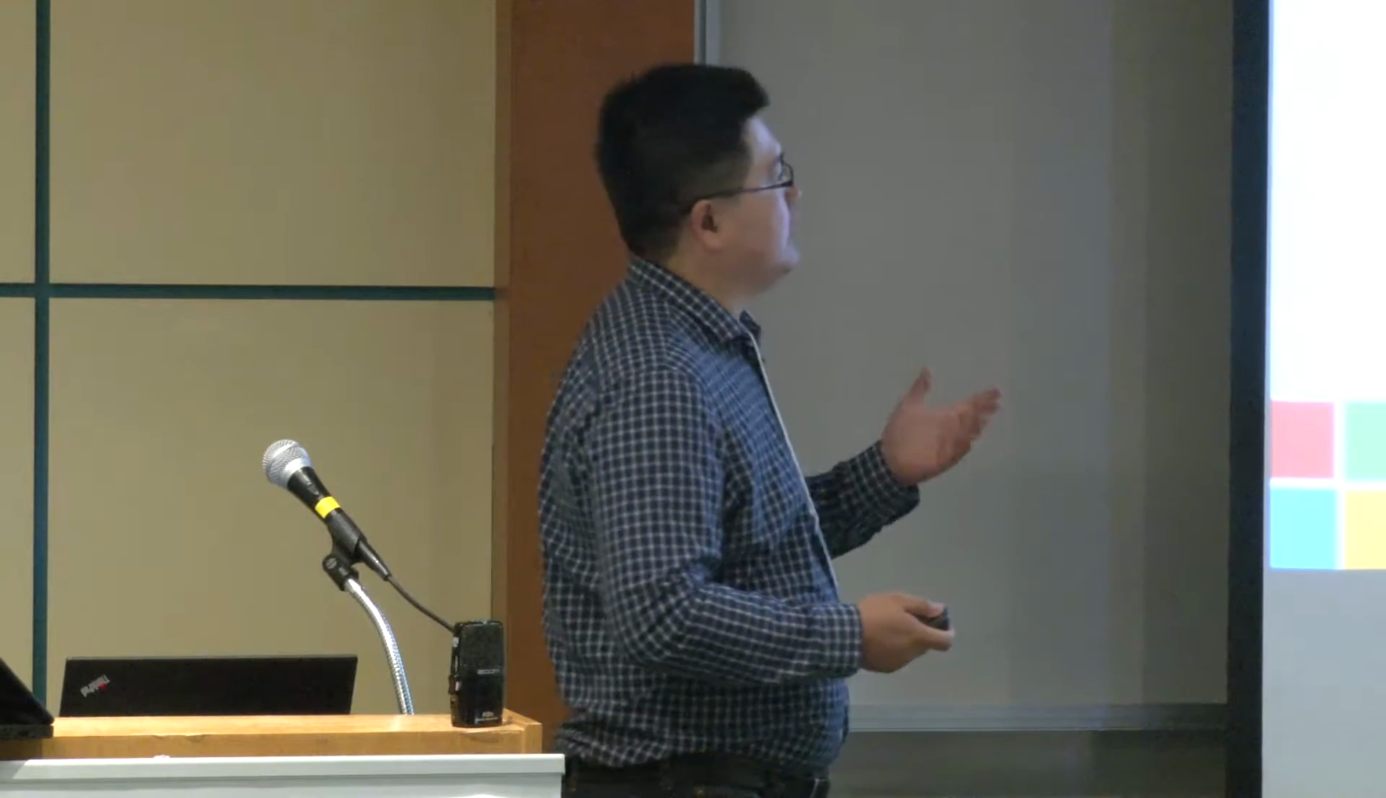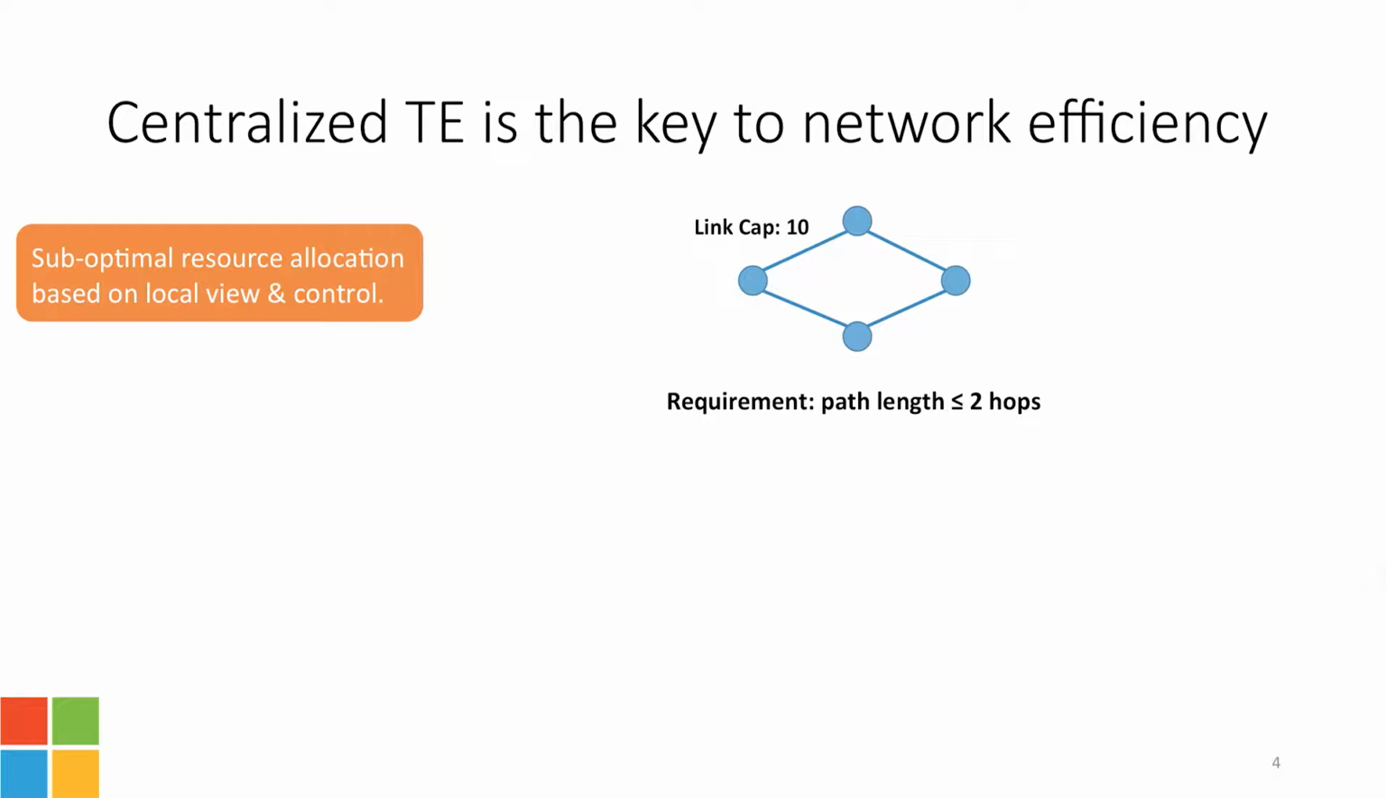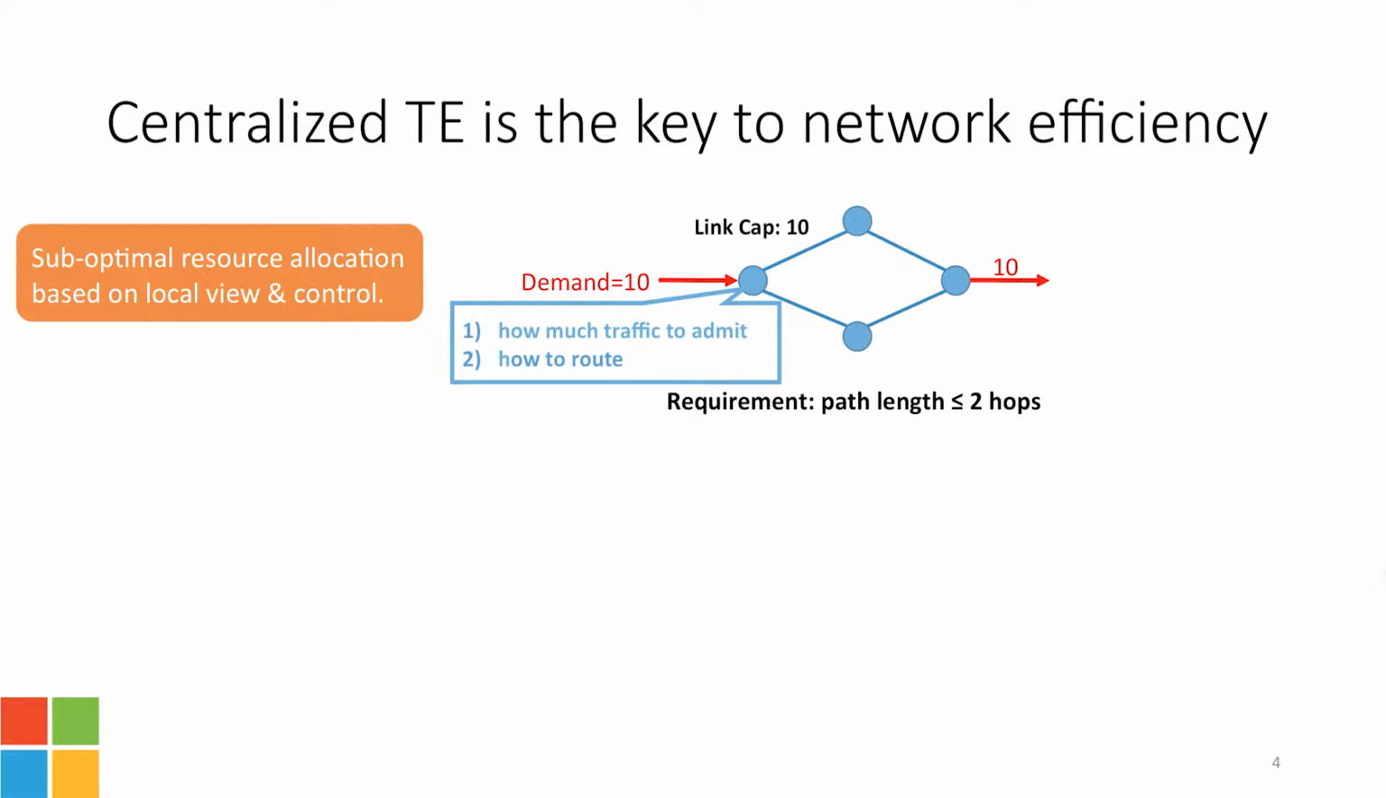Let's use a simple example to show you what traffic engineering is and why centralized TE is the key to network efficiency. This is a very simple network with 4 nodes and 4 links, with link capacity of bandwidth 10. One flow reaches this network. For example, if the source is node 1, node 1 needs to make 2 basic traffic engineering decisions. First, how much traffic to admit to the network, and second, how to route to the destination. In this case, let's assume it admits the full 10 bandwidth and uses 2 paths to forward the flow, and each path carries 5.